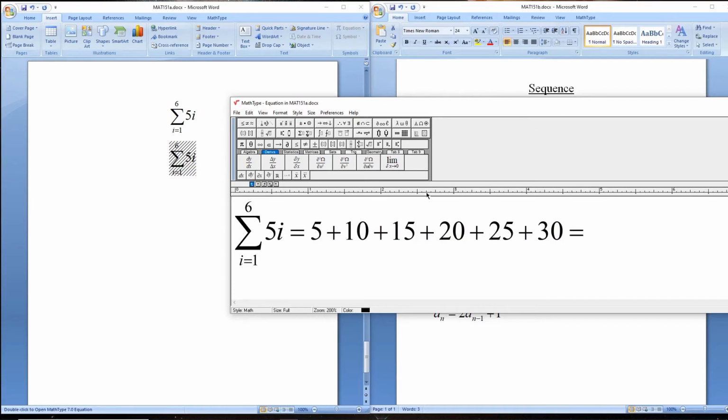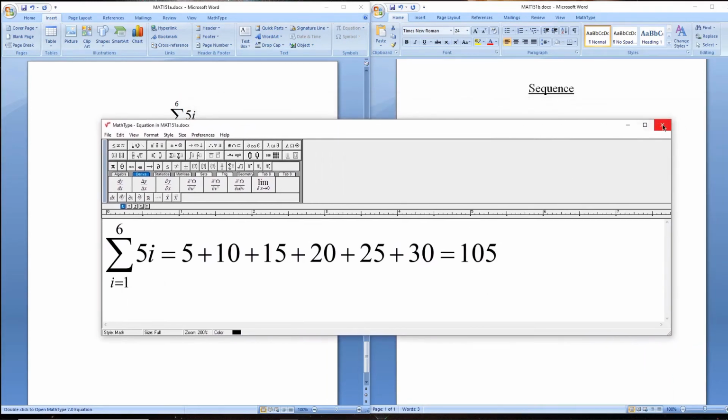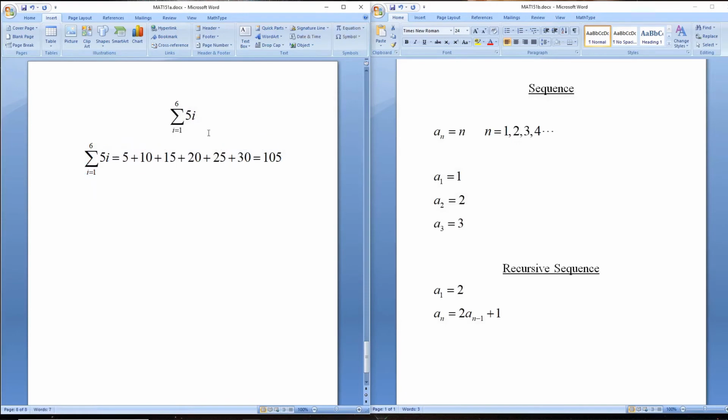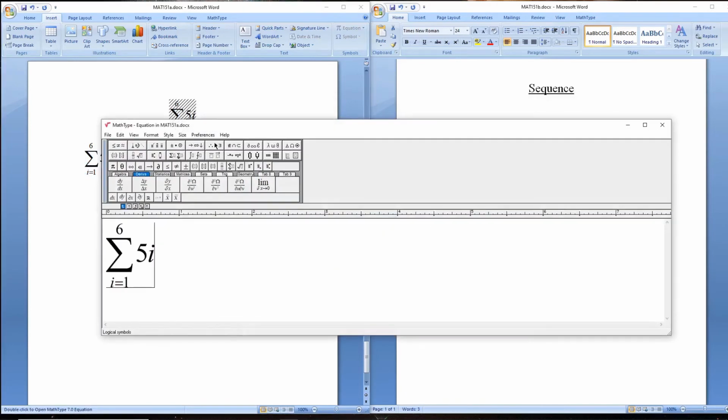And so this summation lists out the first 6 numbers, and then the summation symbol says add all those 6 numbers together. And so what do we got here? We've got 55, 75, 90, 100, 105. And that's our answer. This summation right here equals 105.